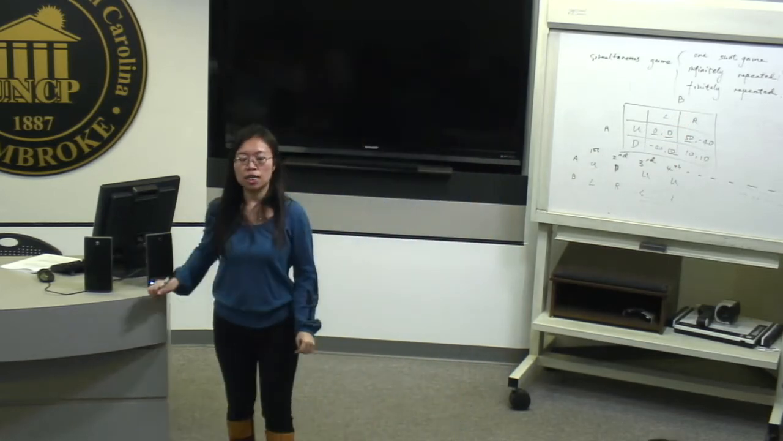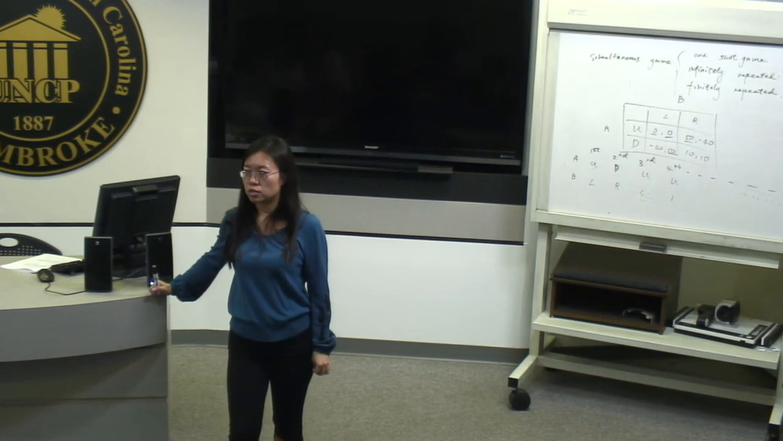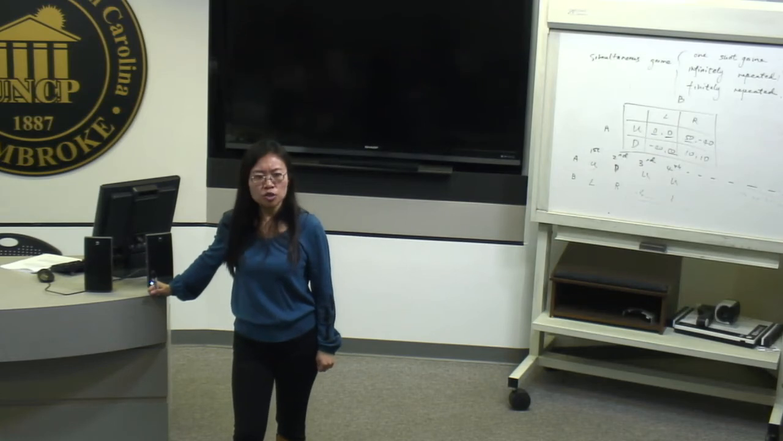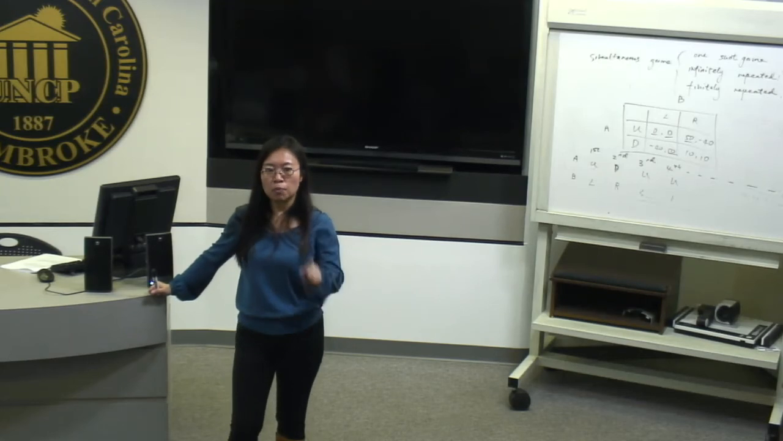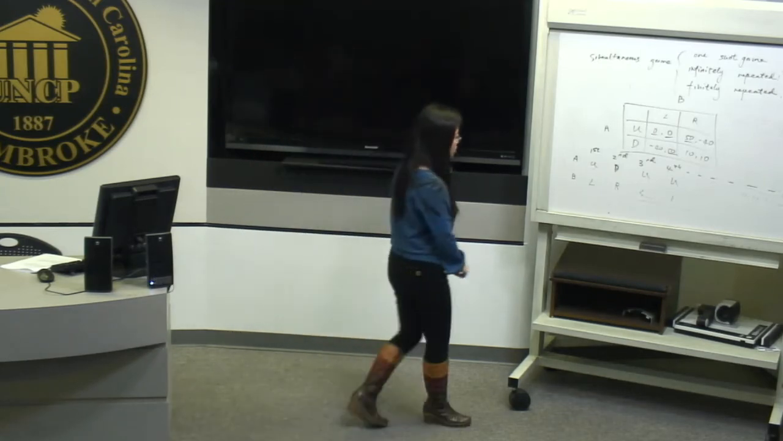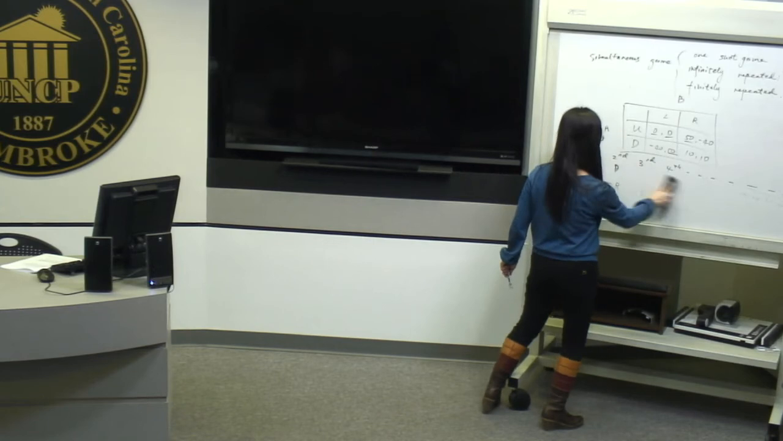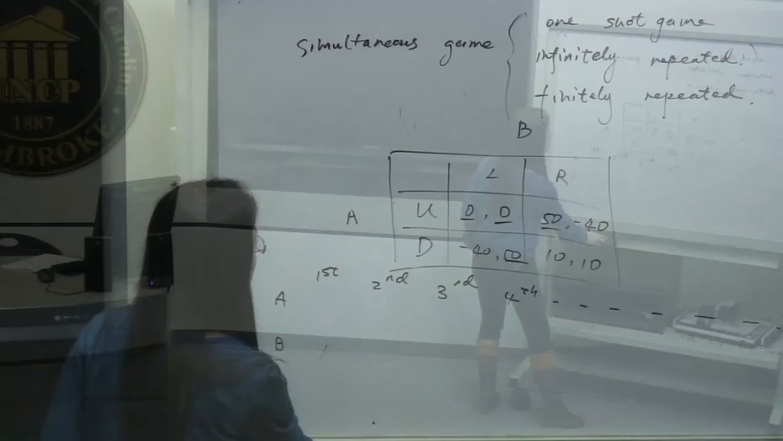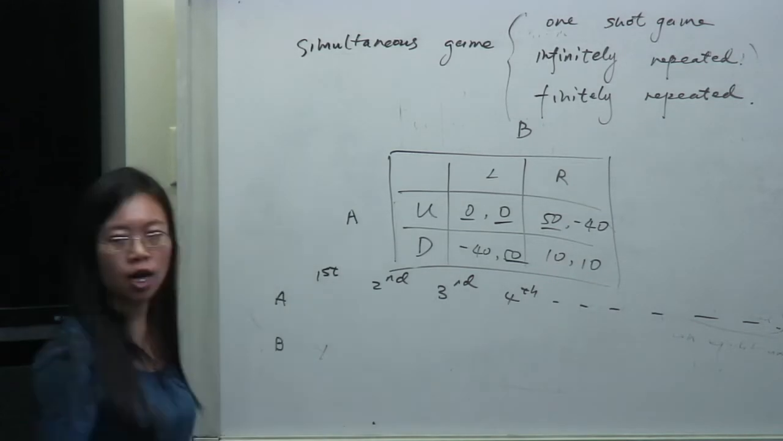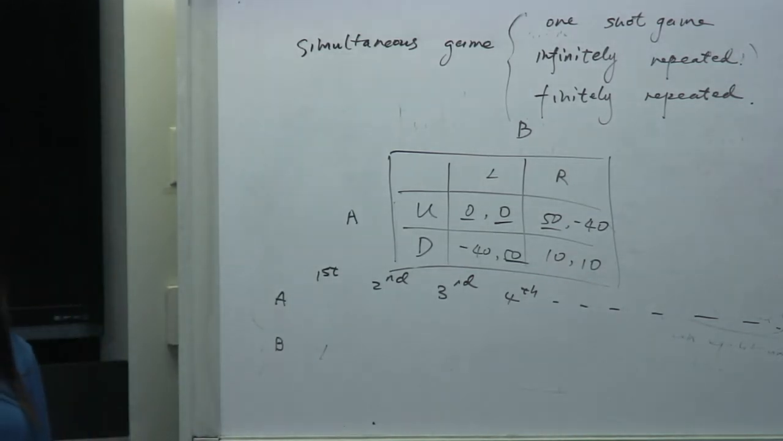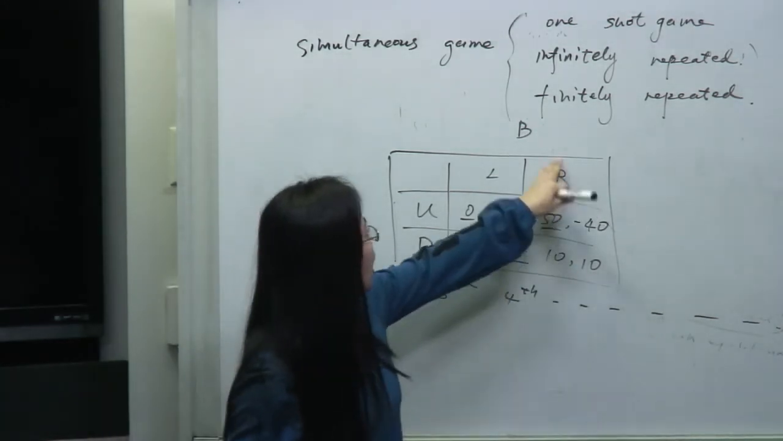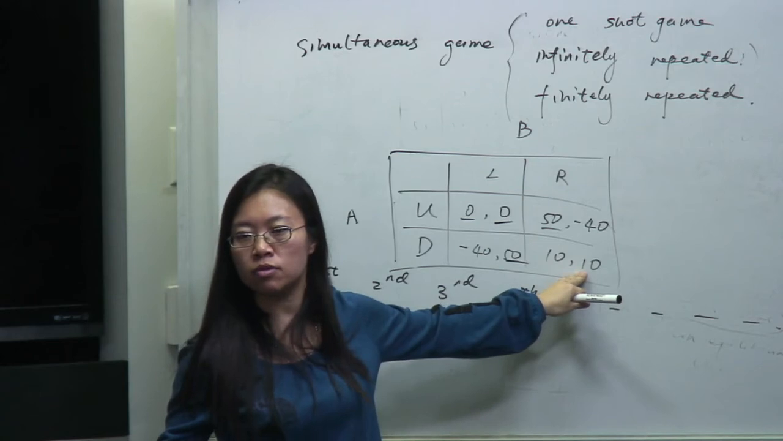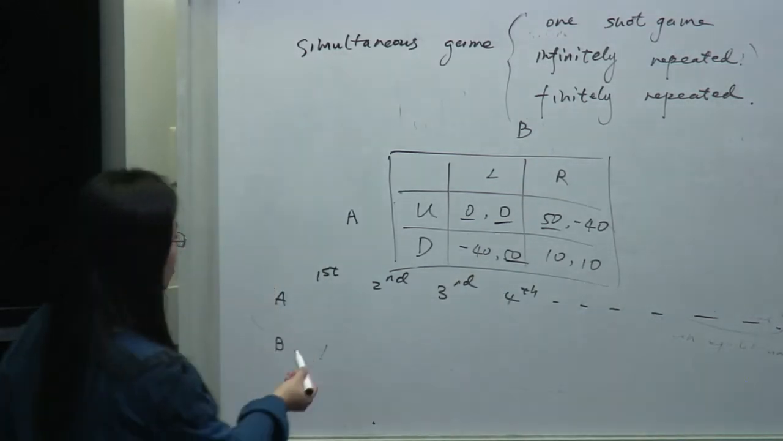Because there is an infinite number of possible strategies. But we're not interested in all of them. We are interested in the possible Nash equilibria, and particularly in this one, because we know this is the ideal outcome. A plays D and B plays R, both better off. So we're interested in this.